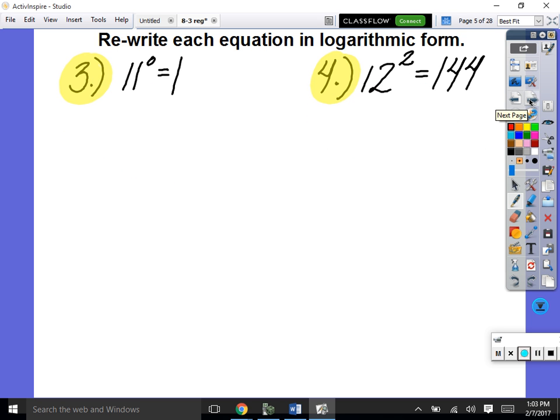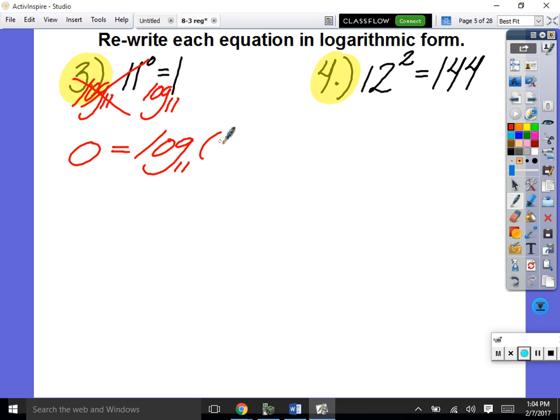Okay, number 3. Base 11 to the 0 power equals 1. If I said rewrite it as a logarithm, we need to undo base 11. So we would take log to the base 11 of both sides of the equation. Log to the base 11 and base 11 cancel out. So 0 is equal to log to the base 11 of 1. Just rewriting it as a log.